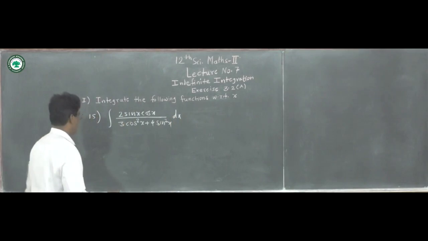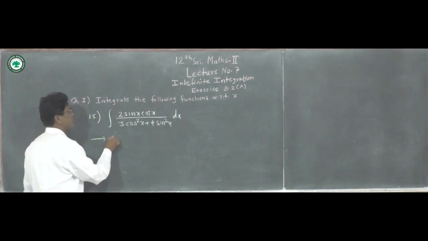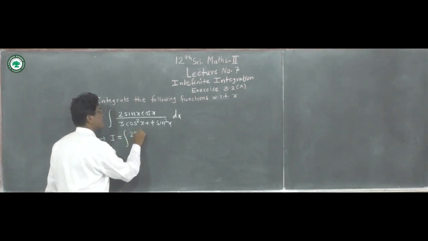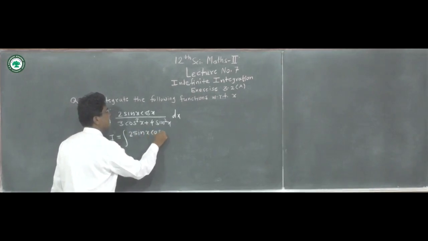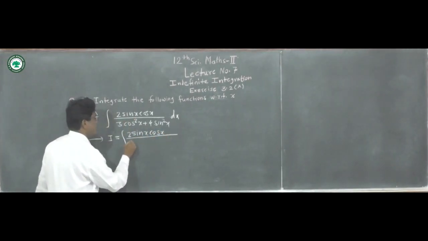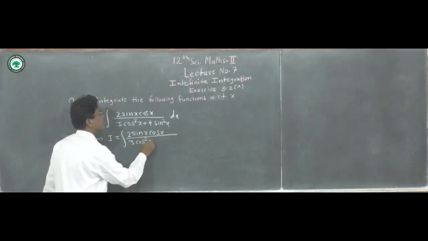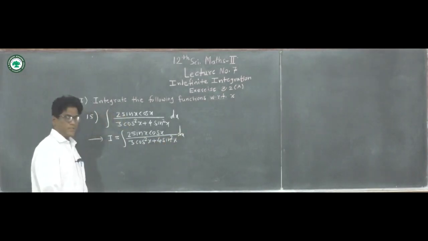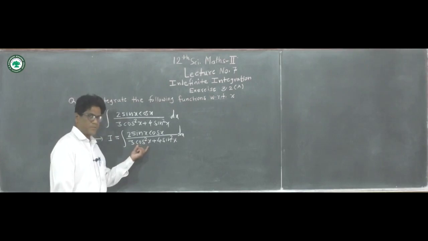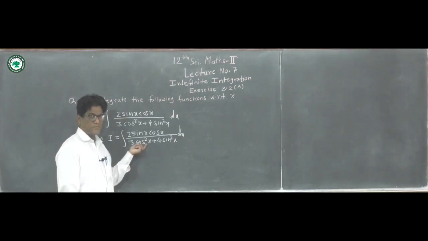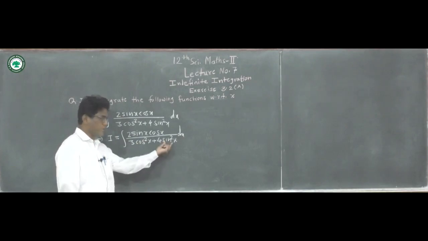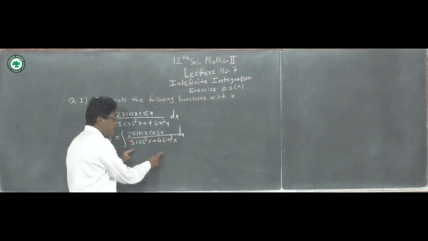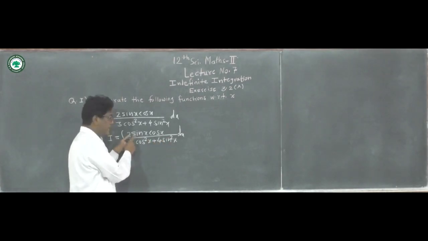Now solution of this. Let I be equal to the integration of 2 sin x cos x upon 3 cos square x plus 4 sin square x dx. Now here observe that the derivative of cos square x is 2 times cos x sin x. Also the derivative of sin square x is 2 times sin x cos x. So if we take the derivative of the denominator, we get the numerator.